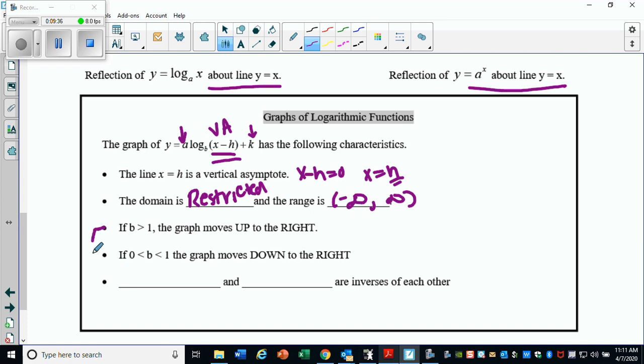Now, let's just take a second and look. b is the base of your graph. Let's take a look and see what our graph looks like if we have a base that's bigger than 1. So let's take a look at y equals the log with a base 2 of x and y equals the log of 1/2 of x. Now, if b is greater than 1, so if this value is greater than 1, the graph moves up and to the right. If your base is a number between 0 and 1, it moves down and to the right.